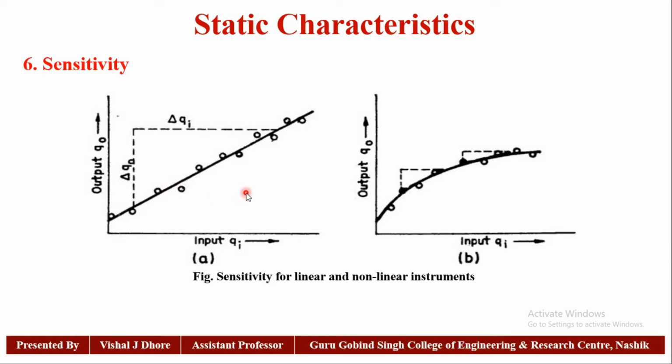If the instrument has a non-linear relationship, as in figure B, this is called non-linear characteristics. The sensitivity of the instrument depends on the value of the input quantity. So the sensitivity of that instrument depends on how much the input value of that characteristic is. So this is about the sensitivity.